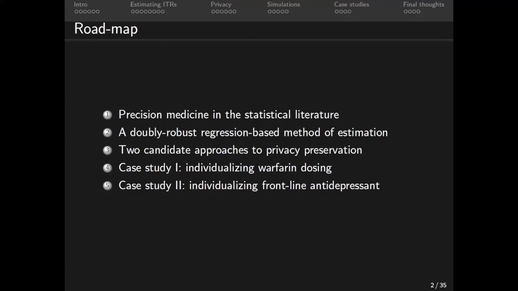And I'll talk about a couple of different candidate approaches to preserving privacy. So when we're working in this multi-center data setting where we've got data housed in different repositories, but we want to protect the privacy of the individuals who have their data at these different centers, how can we do it? And then I'll show a couple of case studies. So how to individualize warfarin dosing when we've got a continuous treatment, and how to individualize frontline antidepressant treatments when we're just looking at binary treatment options.